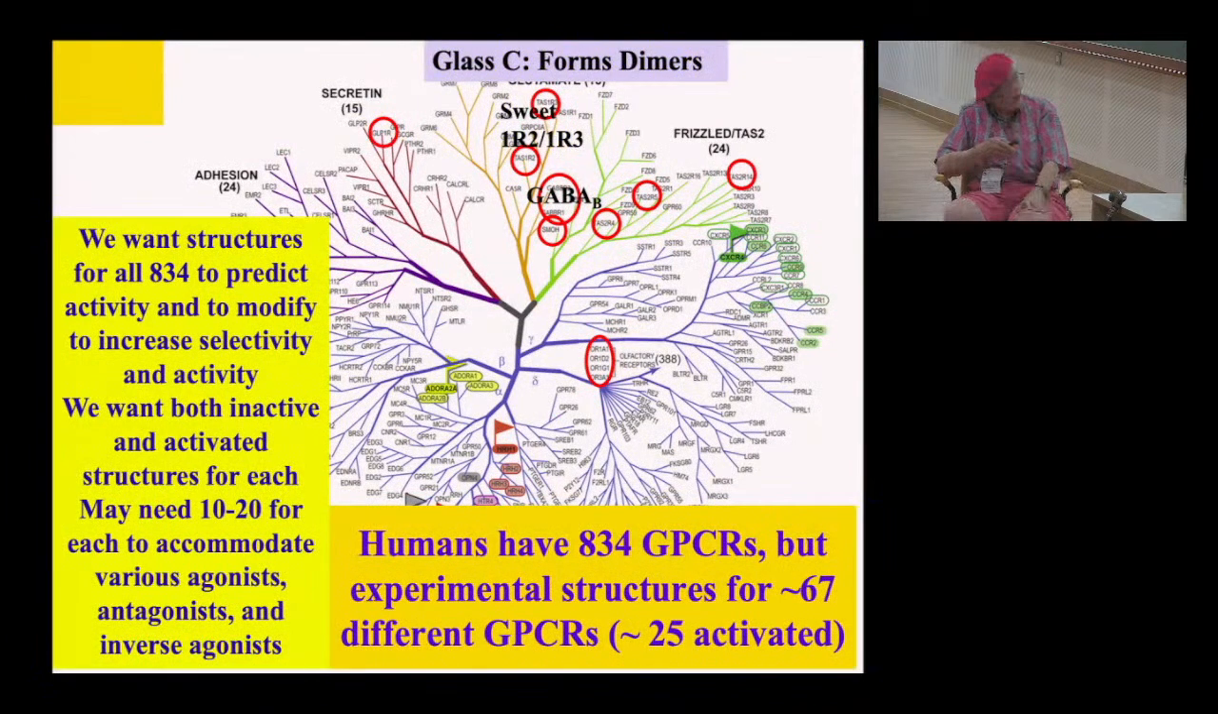So there are around 834 GPCRs in your body. They're in the membranes. One protein goes through the membrane 7 times. And they pack in the membrane. They're alpha helical, and they pack in sort of a closest pack pattern. And there are experimental structures for around 67 of them now, 25 of which are activated. We've also done about 30 structures from theory that are, I claim, just as accurate as experiments.